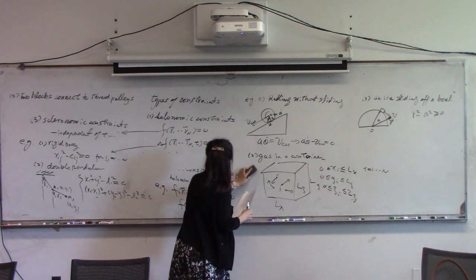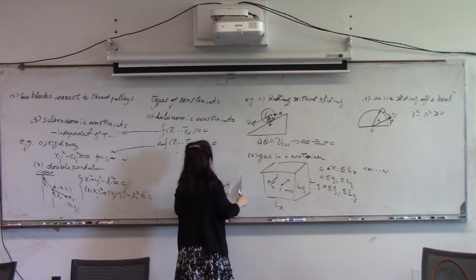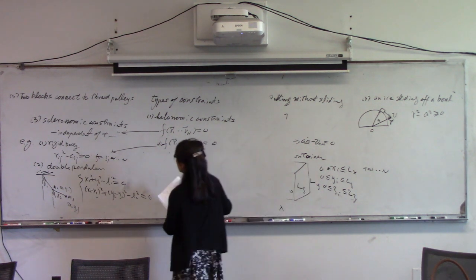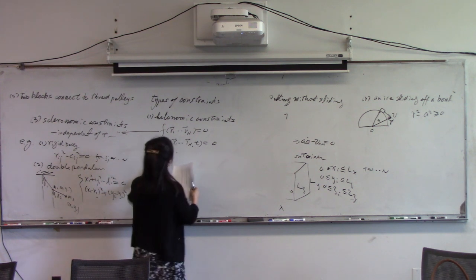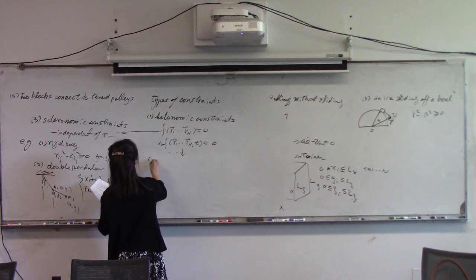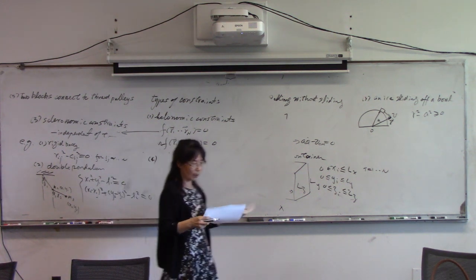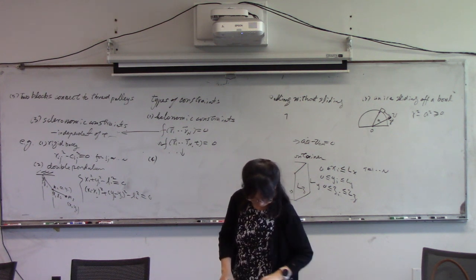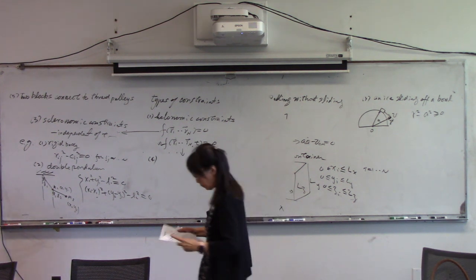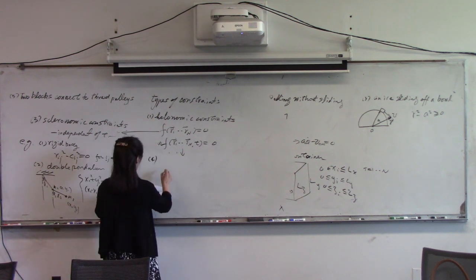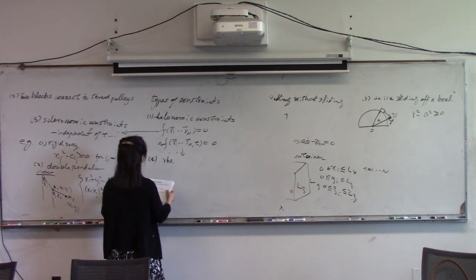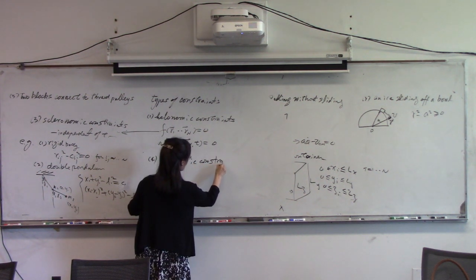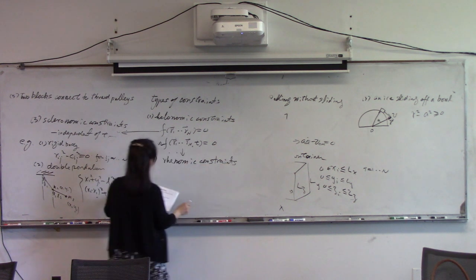Therefore, we say those are scleronomic constraints. Now for number 4, we have the case which depends on time, the rheonomic constraint.